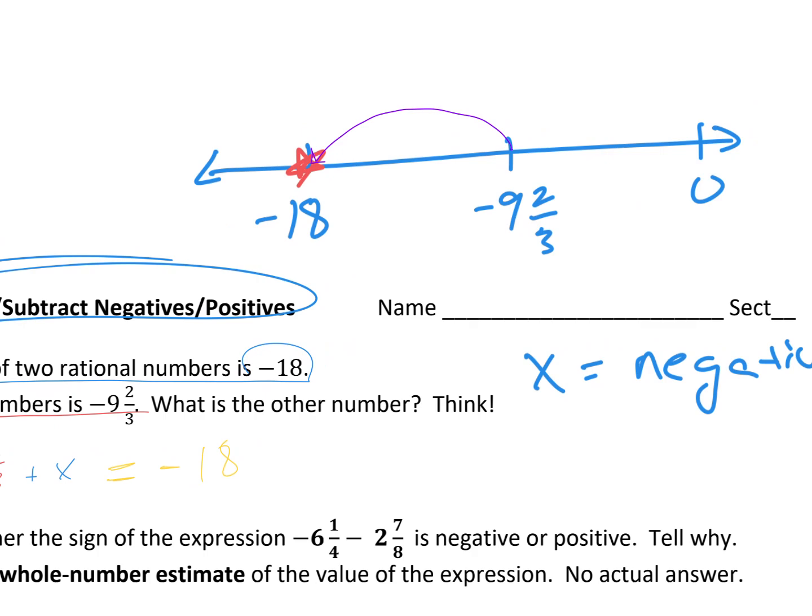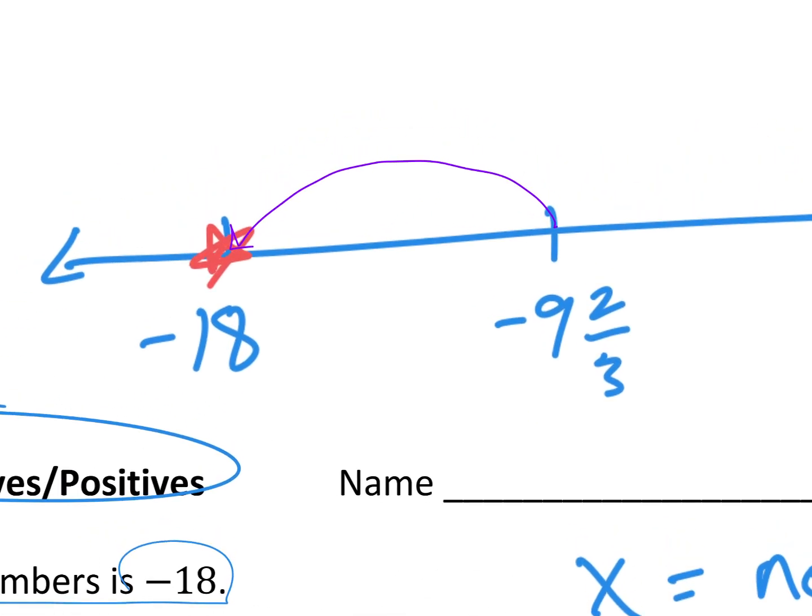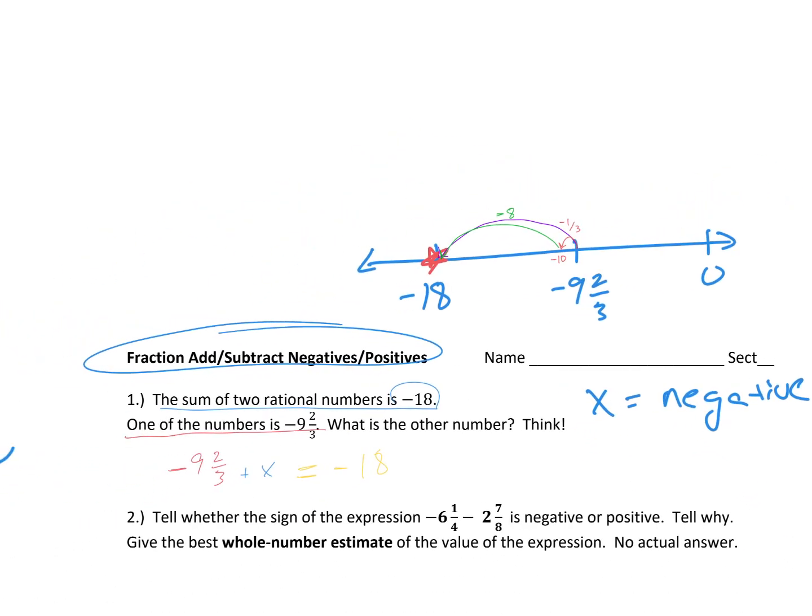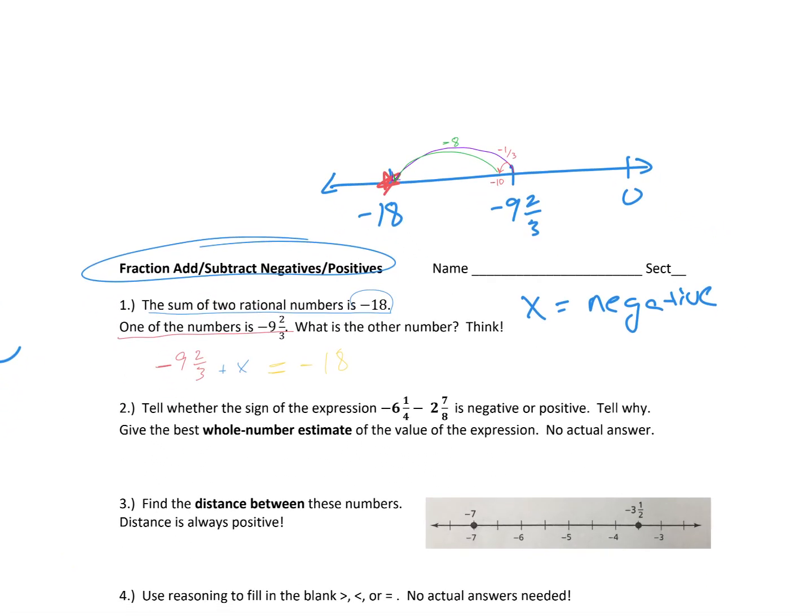If I actually was asking you to figure this out using the number line, here's one thing you could do. If you were to travel another 1/3 in the negative direction, how far would you be at that point? You would be at negative 10, right? And then how far do you need to go to get to negative 18? You just need to go negative 8. So guess what? We just figured out what x is. x equals negative 8 and 1/3.